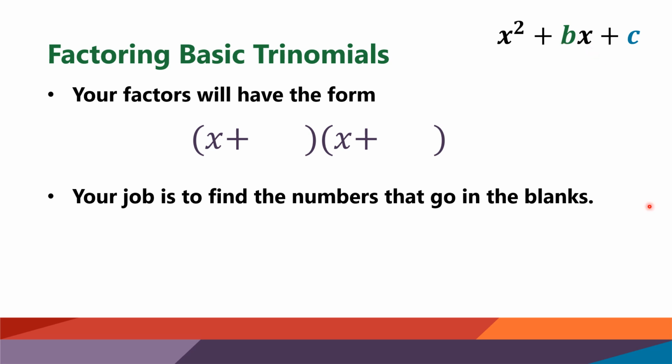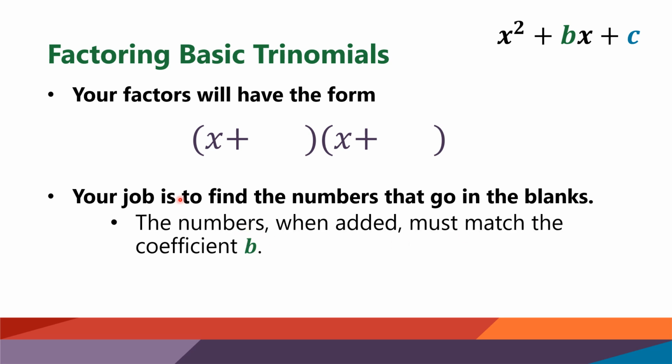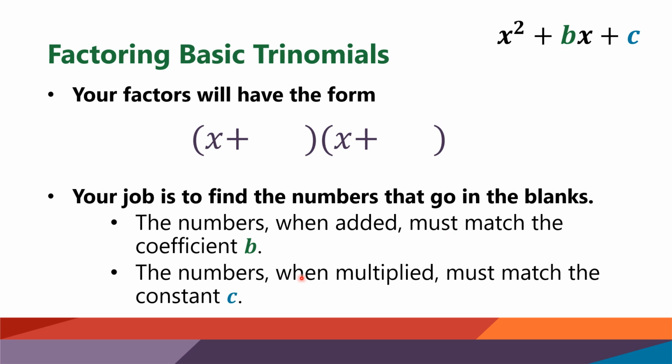All right, so here is the criteria that you have to follow to figure out what numbers go in the blanks. The numbers that go in the blanks, whenever you add those two numbers, they have to match the middle coefficient b. So when you add the numbers, they need to add to b. And the numbers, when you multiply them, must multiply to equal c. So they have to multiply to c and add to b.